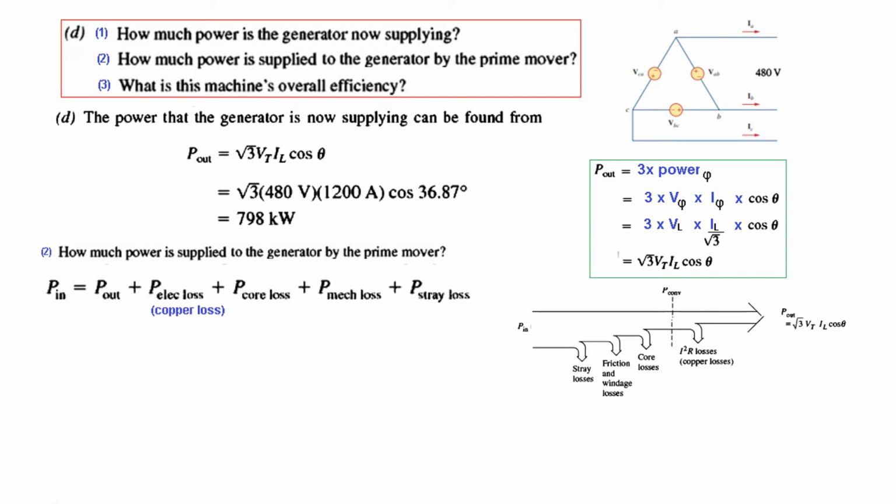Okay, so power in is power out plus electrical loss, which is also copper loss, then core loss, then the mechanical loss or friction loss, and then the stray losses. Now the core loss is given to be 30 kilowatt for this one. Friction and windage loss is given as 40 kilowatts, so mechanical losses. And the stray loss is not specified, so we'll assume this to be 0.